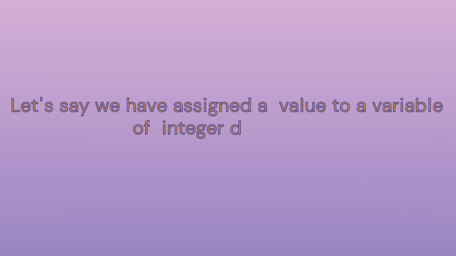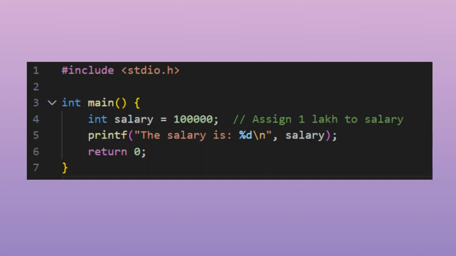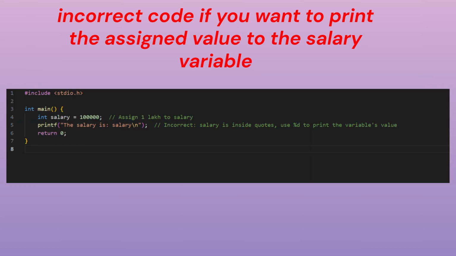Let's say we have assigned a value to a variable of integer data type. How do we print that value? On the screen, you can see that I have declared and initialized a variable called salary. Now, I want to print the value stored in the salary variable. If you write the word salary within double quotes in printf, it will be printed exactly as it is as text. However, the value assigned to the salary variable won't be printed.